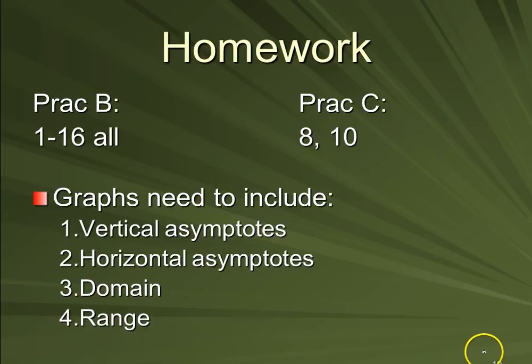Here's your homework: practice B 1 through 16, practice C 8 and 10. Make sure on the questions that you're supposed to be graphing, you do all four things like we did in the notes: vertical asymptote, horizontal asymptote, domain, and range.